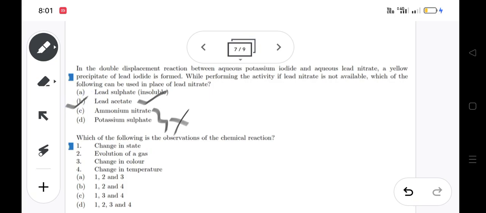Now next one, which of the following is the observation of a chemical reaction? There are some characteristics of a chemical reaction. What are the characteristics of a chemical reaction? Change in state. Yes, of course. Change in color. Change in temperature. Evolution of gas. All the four are correct. All of these statements or observations are correct. So what is the answer? Option D is the answer. Clear? Okay, very good. Next.